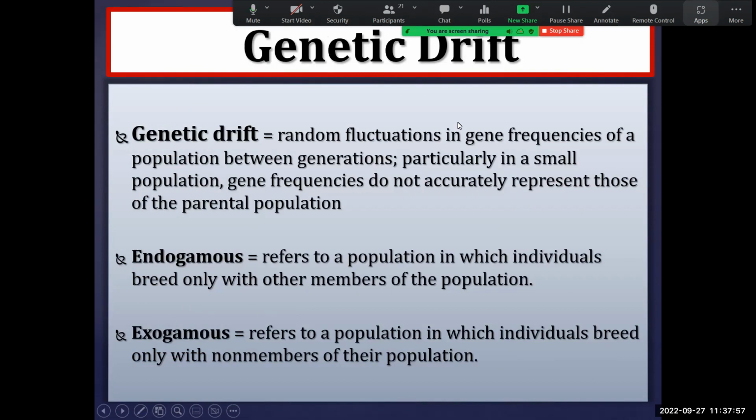All right, so the next force of evolution we'll talk about is genetic drift. Genetic drift involves random fluctuations in gene frequencies of a population between generations. Particularly in a small population, gene frequencies do not accurately represent those of the parental population.